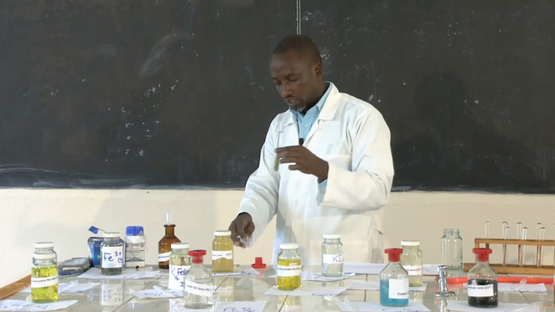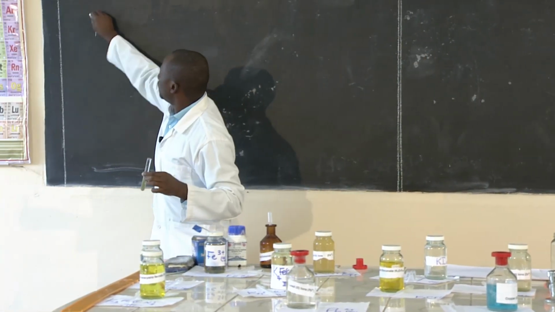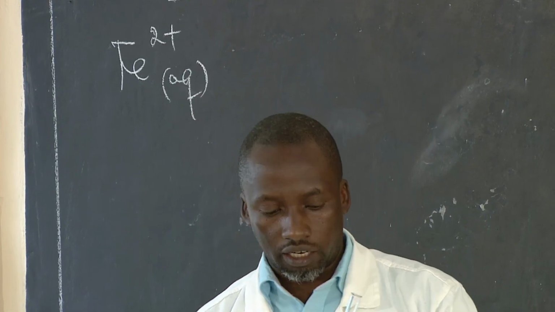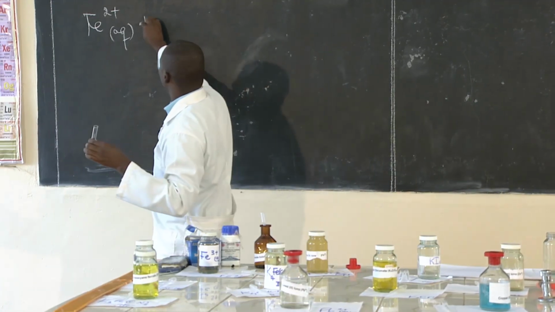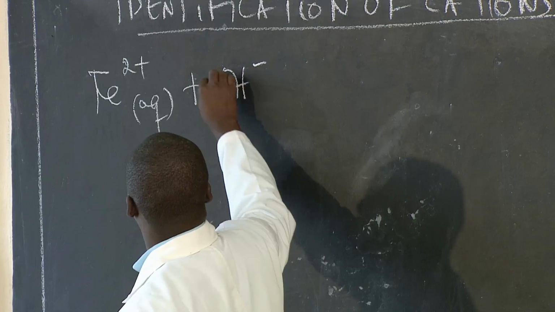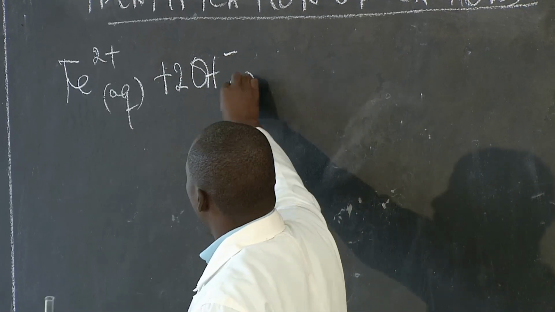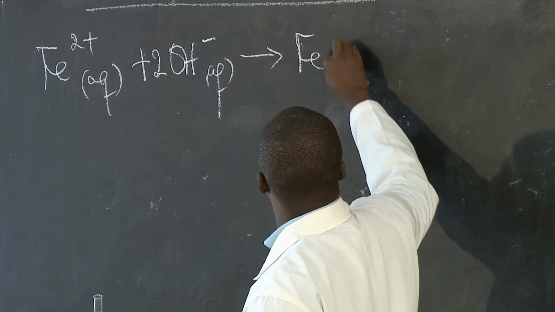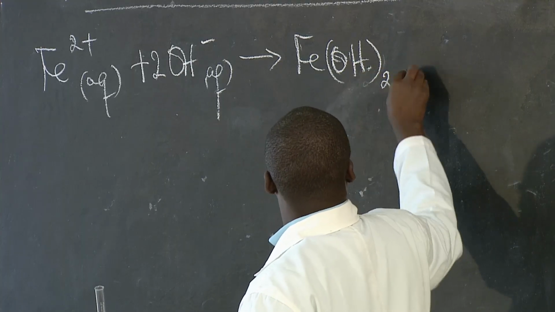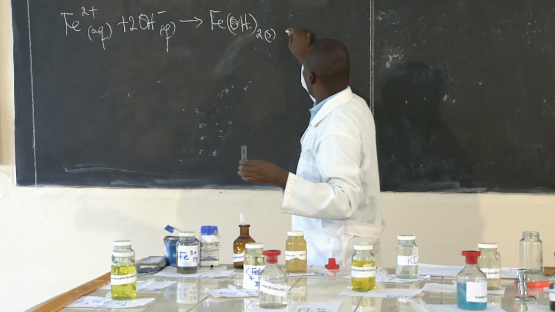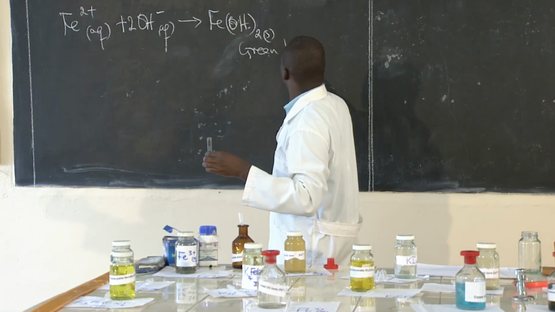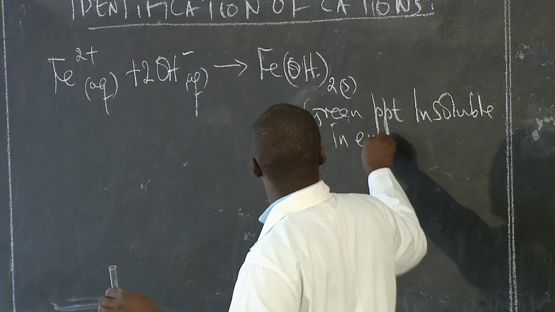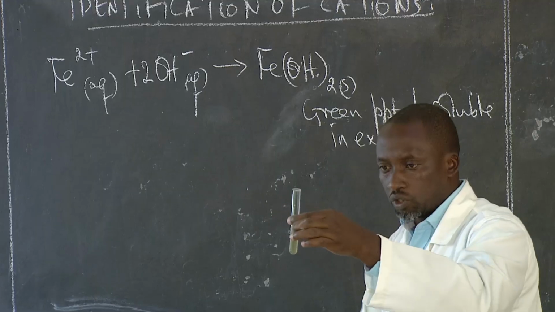So what happens with this? This is what happens here. You have a solution of iron 2 ions reacting with sodium hydroxide. The sodium hydroxide produces the OH ions, the hydroxide ions, and then it forms iron 2 hydroxide. This is the green precipitate, and it is insoluble in excess sodium hydroxide because I've added excess.